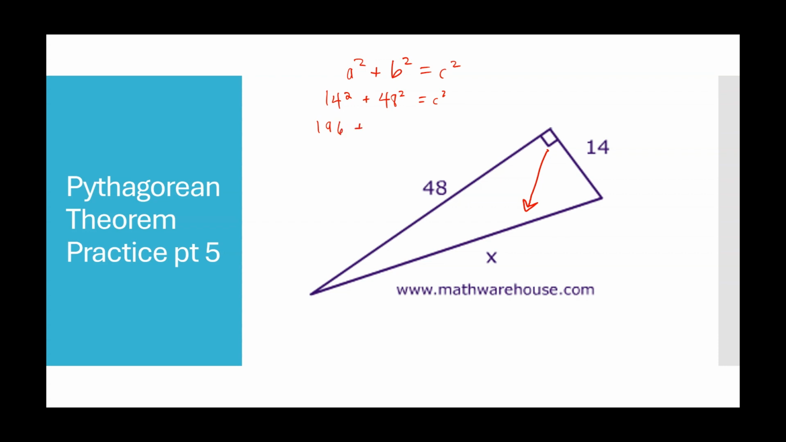196. I definitely don't know 48 squared off the top of my head, but my handy calculator is here for me. I'm going to add these together. Ooh, I got 2,500. To get C all by itself, since currently it's squared, I'm going to need to square root it. And I think we're going to get 50, right? Absolutely. One other thing. The hypotenuse is always the longest side. So if you got a number here that was smaller than 48, something went wrong.